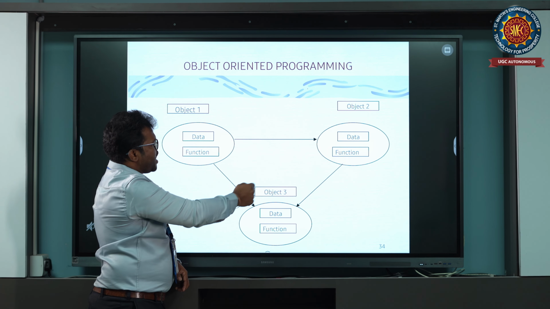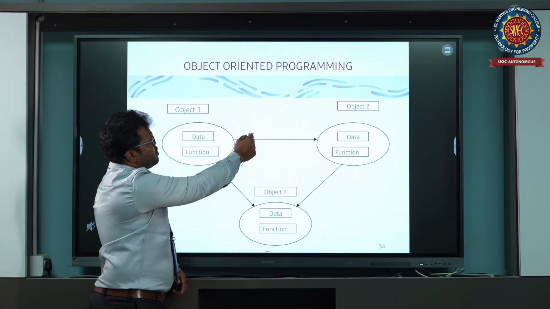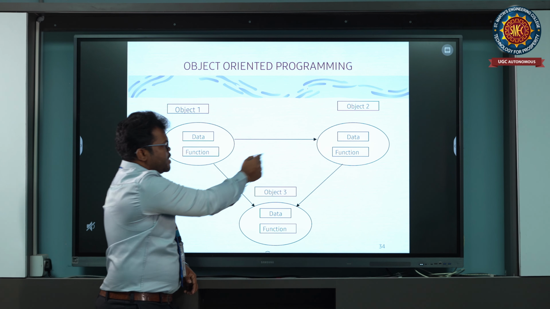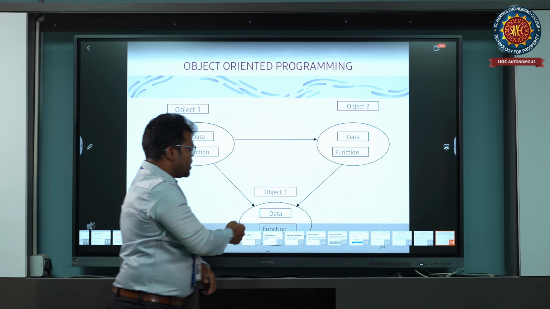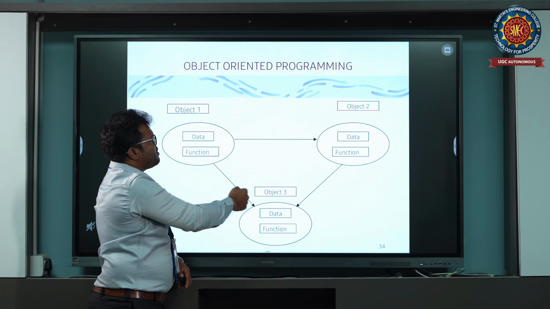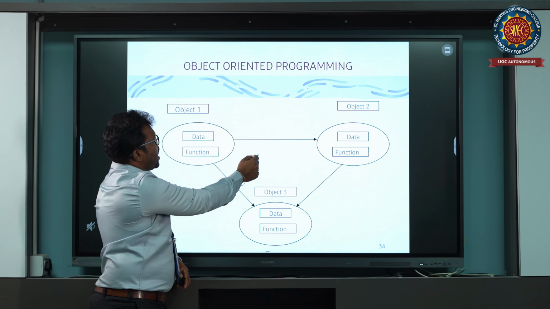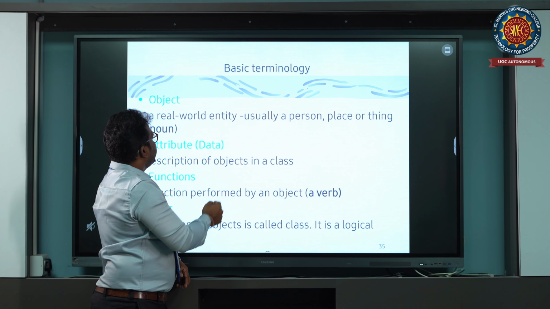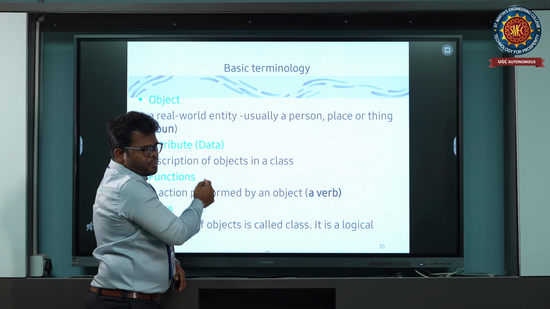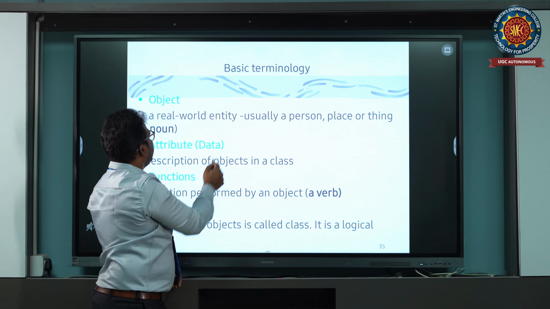This is the diagrammatic representation of object-oriented programming. For example, object 1 has data and function, object 2 has data and function, and object 3 has data and function. These are the diagrammatic representation of object-oriented programming. Then, what is the basic terminology of object-oriented programming? Basic terminology of the OOPS.